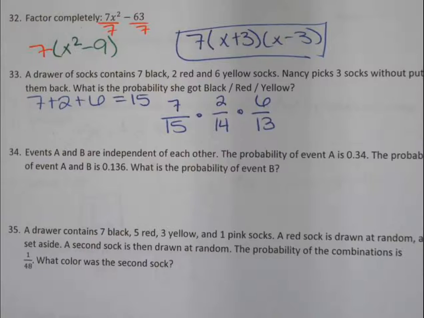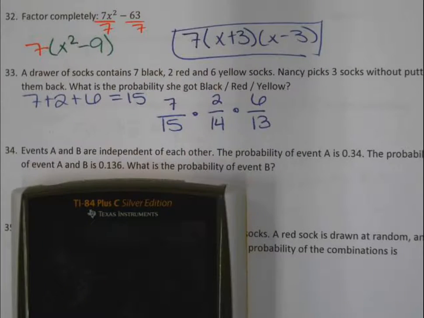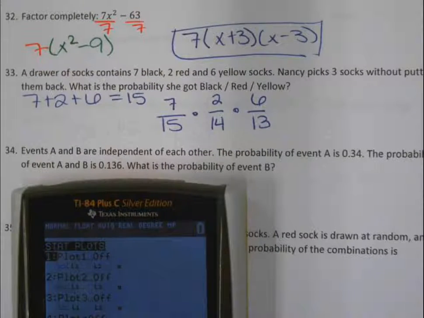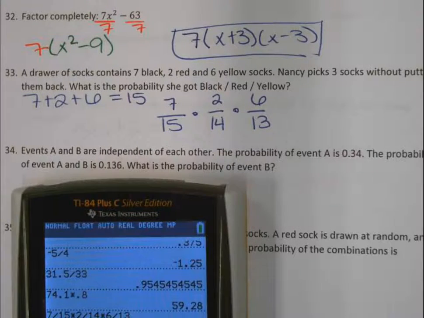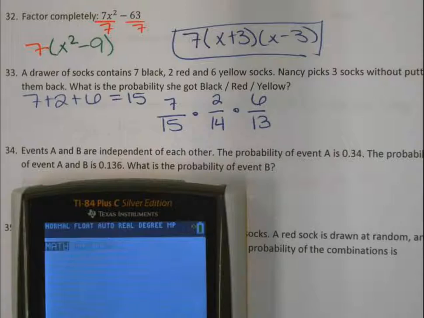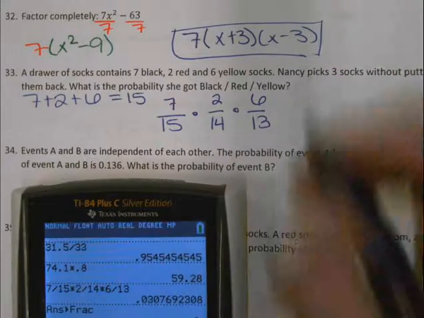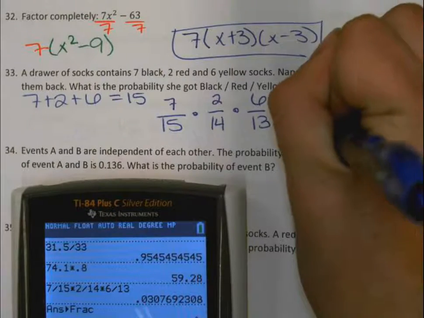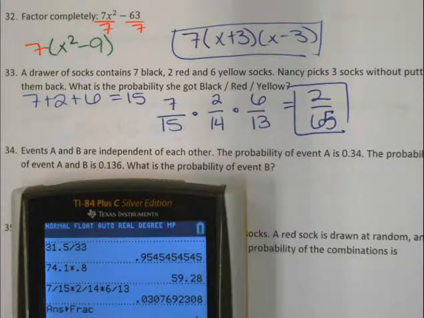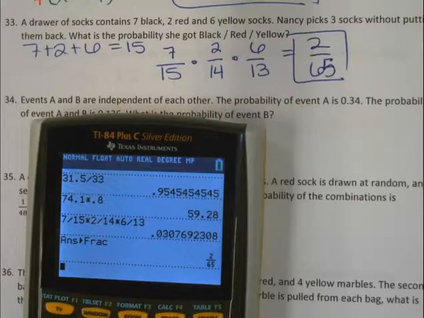Okay. Then I just want to multiply these fractions. I'm going to do that on my calculator. Yeah, 2/65. Now someone just put parentheses around it. Oh, that's a little off the screen. Questions on this one?